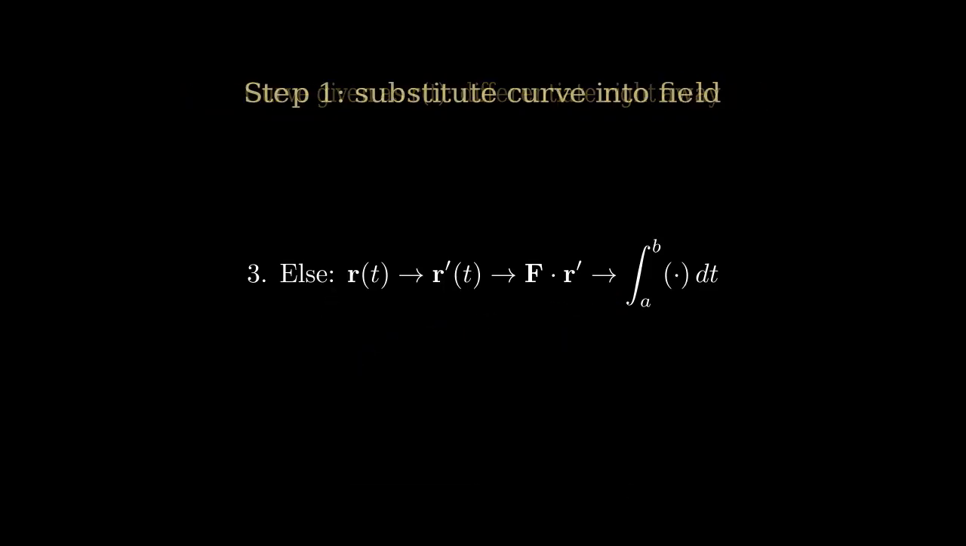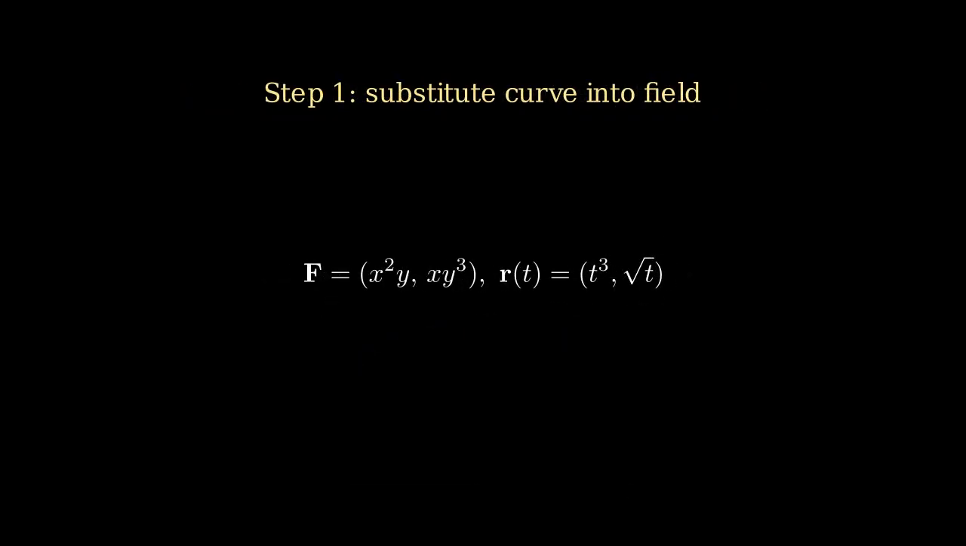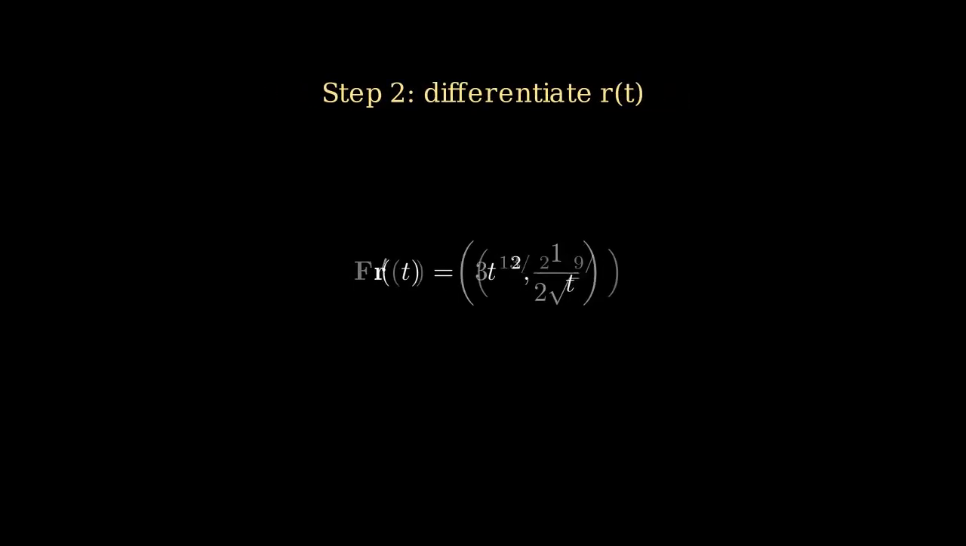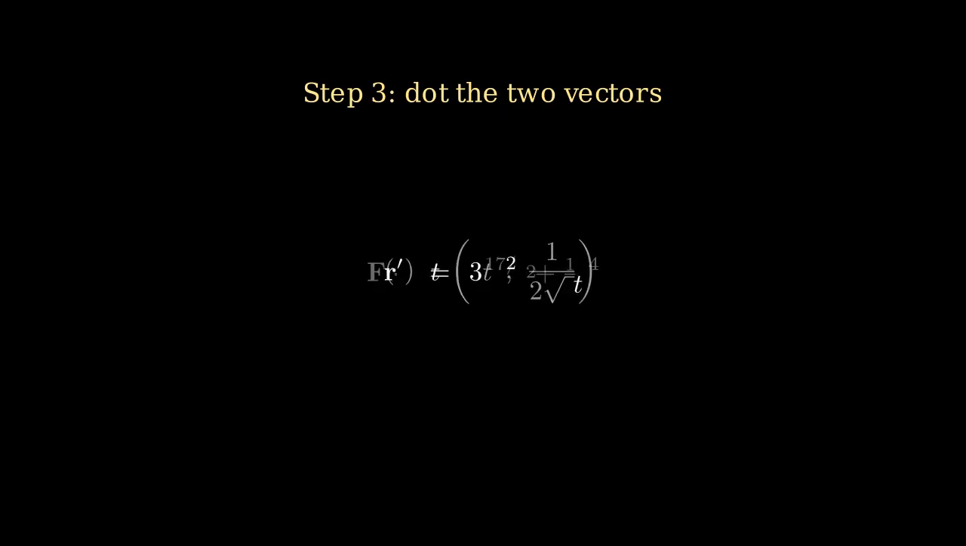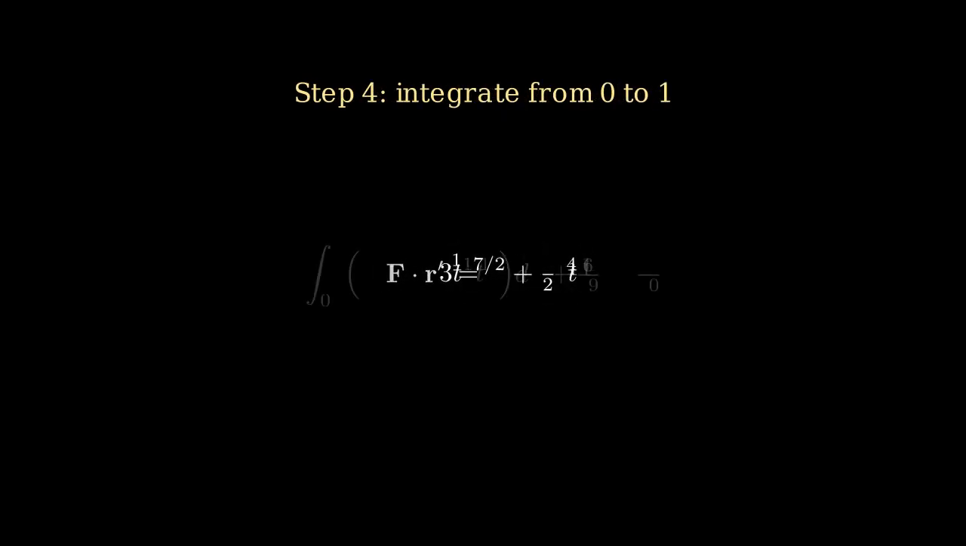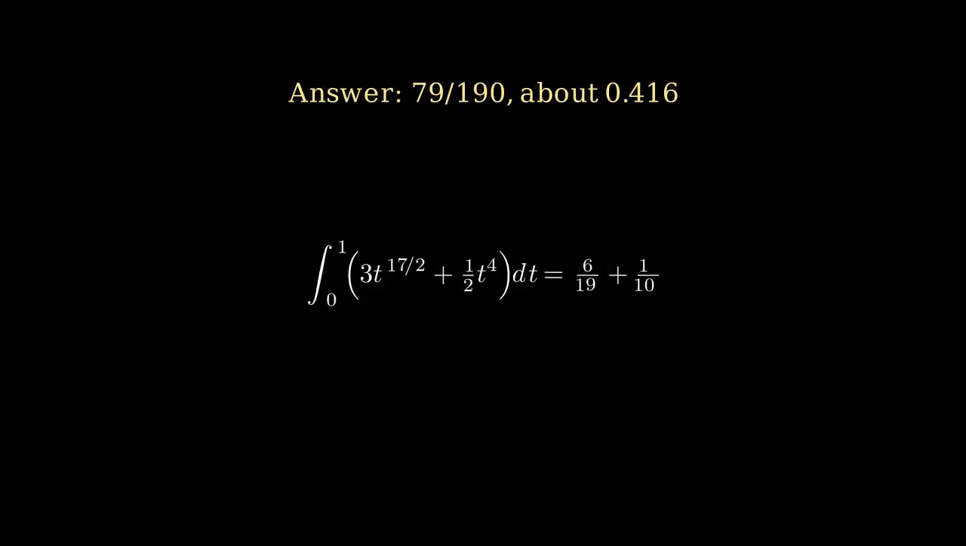Part A. Field F equals x squared y, xy cubed. Curve r of t equals t cubed, root t, for t between 0 and 1. Step 1. Substitute the curve's components into the field. Step 2. Differentiate the curve to get r prime of t, which is 3t squared, 1 over 2 root t. Step 3. Dot the 2 vectors together. Step 4. Integrate from 0 to 1. Answer: 79 over 190, approximately 0.416.